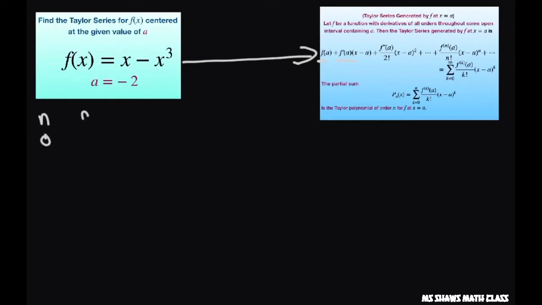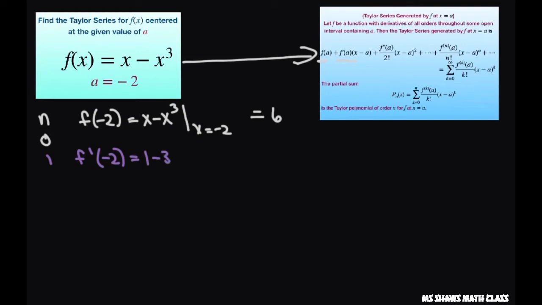We have f of -2, and this is for x minus x cubed, and you evaluate this at x equals -2, you're going to get that equals 6. Now at n equals 1, we take our first derivative at -2. That's going to be 1 minus 3x squared. Evaluate that at x equals -2, and we're going to get -11.